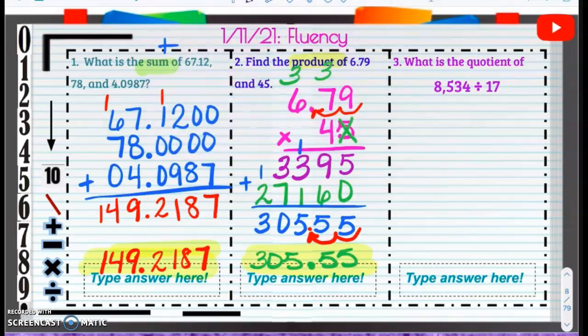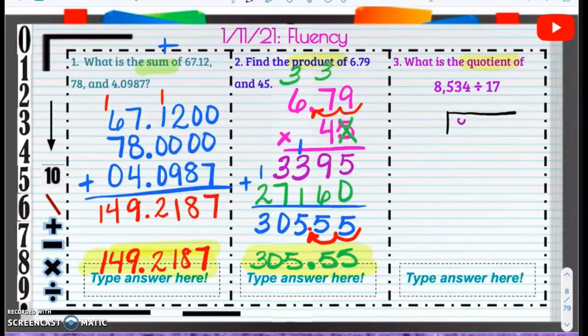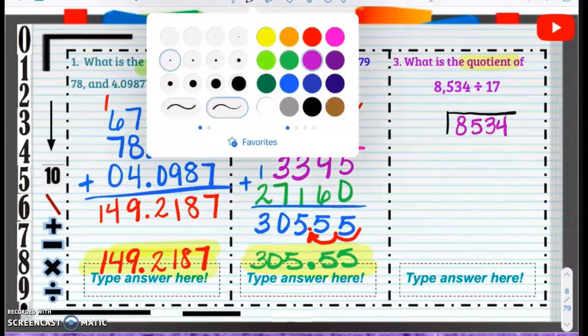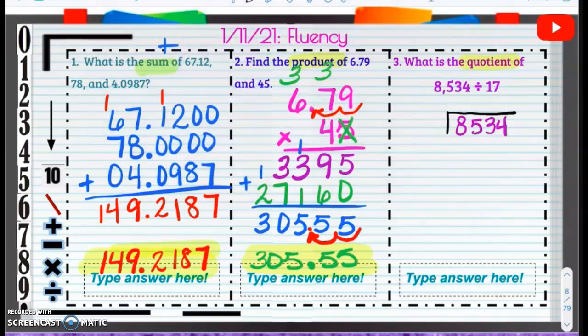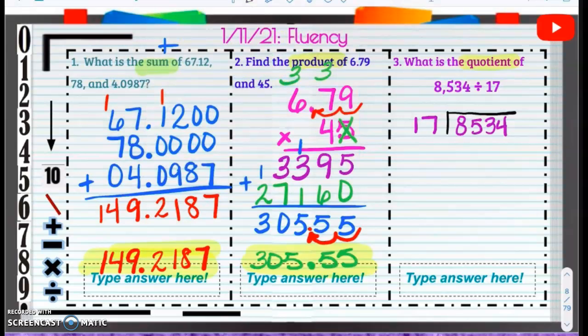What's the quotient? Quotient, remember, that means division. So we are going to divide. So on the inside of our house, we are going to have 8,534, and we are going to divide it by 17. All right, now, how many times can 17 go into 8? Well, it can't go into 8. How many times can 17 go into 85?